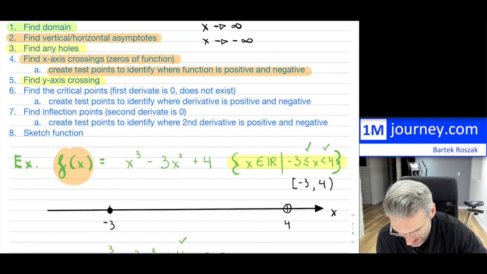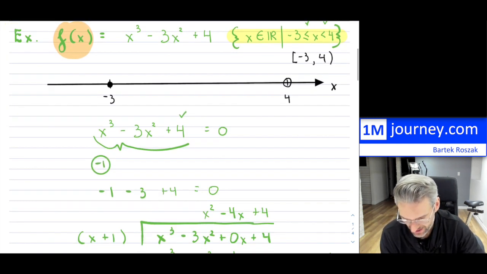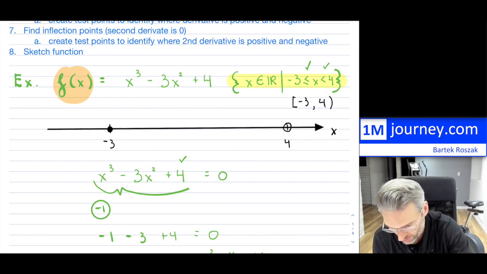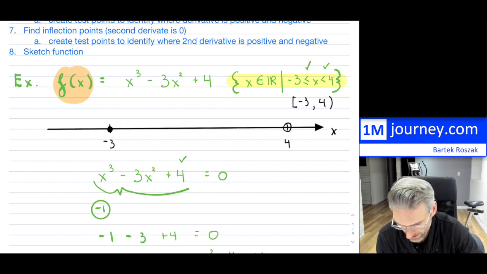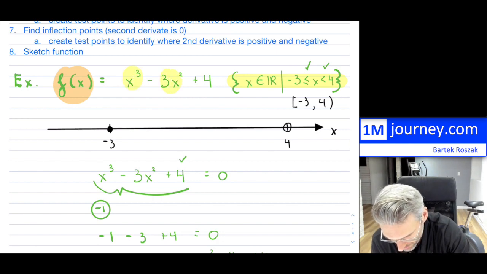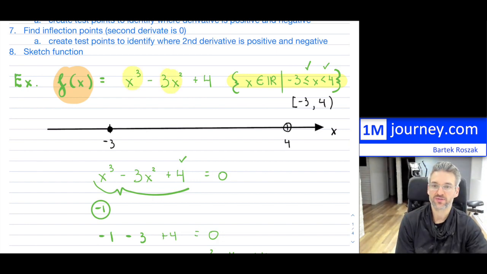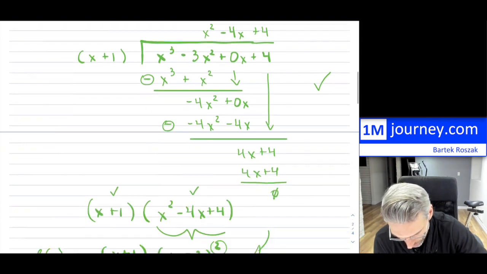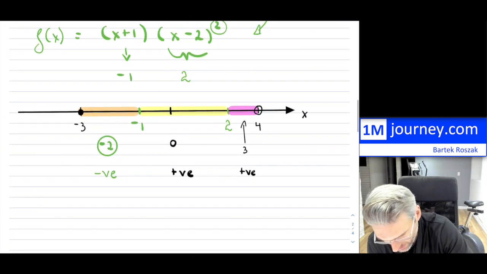Now, y-axis means x is equal to 0, so that's the easiest one to do, because you can just substitute 0 into your function and then find out. So notice that this is going to be 0 and this is going to be 0. So basically, it's 4. So it crosses the y-axis at (0, 4). So now we know the point where it crosses that.